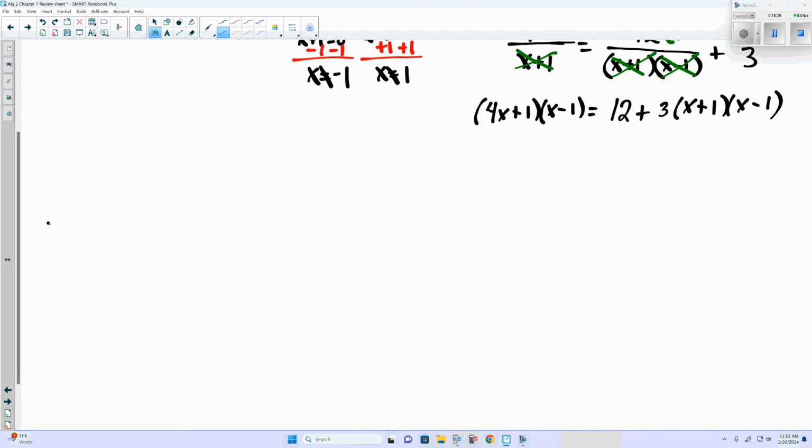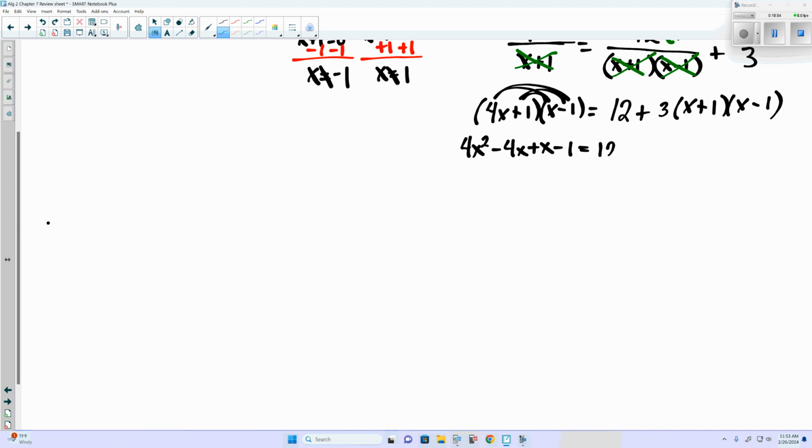Questions on this point here? At this point, we need to start distributing. 4x times x is 4x squared. 4x times negative 1 is negative 4x. 1 times x is plus x. And 1 times negative 1 is negative 1.